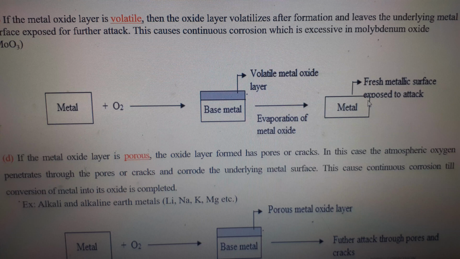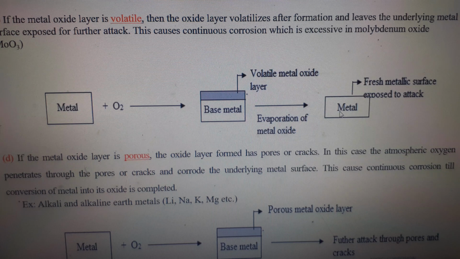and since this layer evaporates, the base metal remains. Further, this base metal will have a fresh surface to get contacted with oxygen, and again the volatile layer will form, and slowly the whole metal will disappear into the atmosphere. You can have a similar example of camphor.